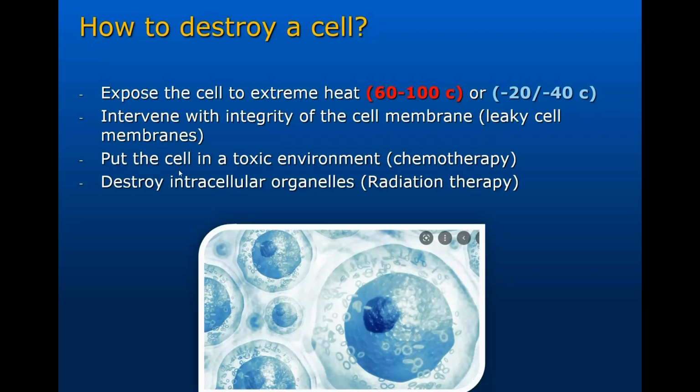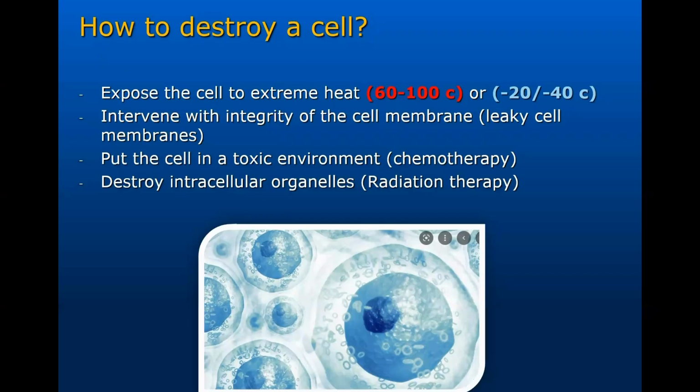You can also put the cell in a toxic environment, which is basically what chemotherapy is doing. Or you can use radiation, which basically destroys the intracellular organelles, mainly the DNA. So these are the 4 types of interventions that you can do to kill any human cell.